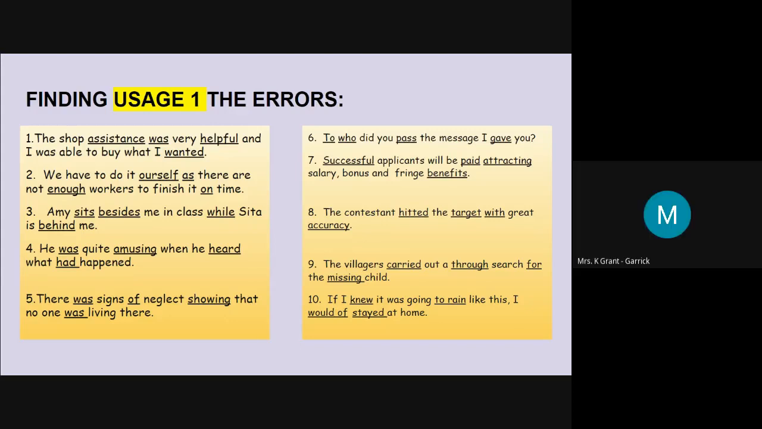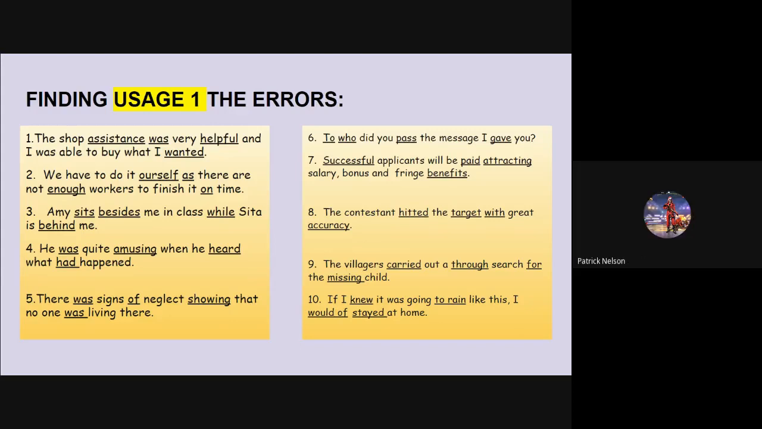Amy sits besides me in class while Sita is behind me. What is wrong with that? Yes, besides is definitely off. Number 4. He was quite amusing when he heard what had happened. What's wrong with that? Something is definitely wrong with that. Which one? Amusing. Yes, it should be amused.